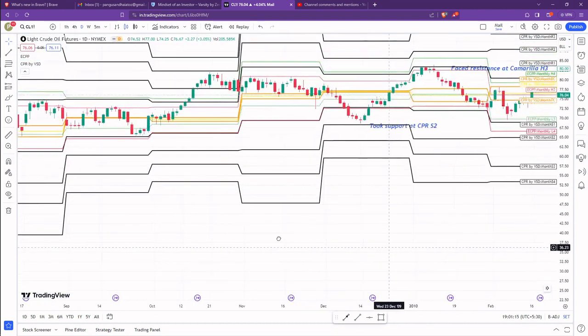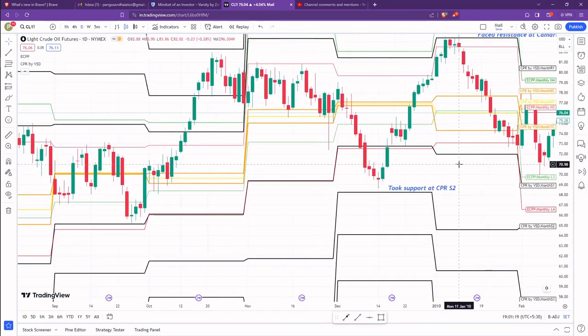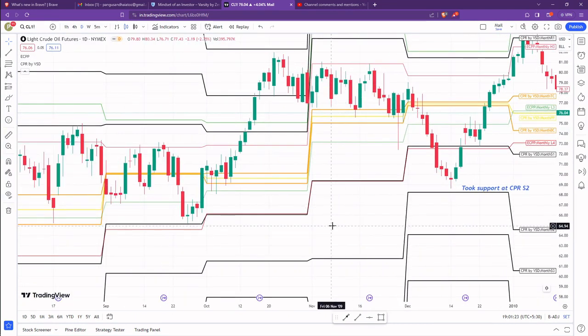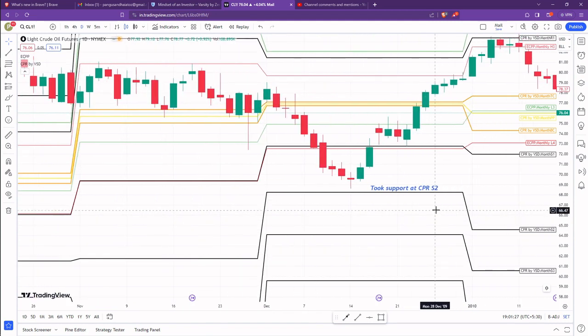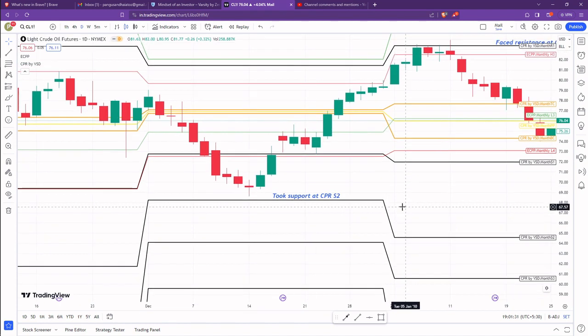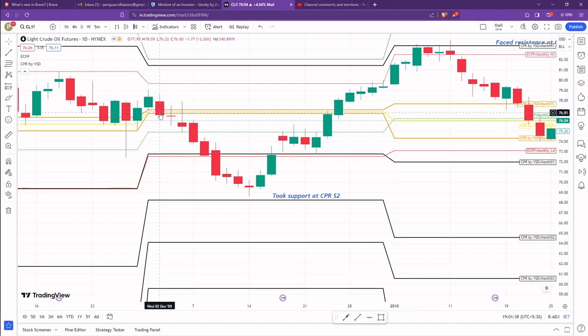Okay, and his concentration is on December to January. Okay, where is December? December is over here. So what he is trying to say is similar to the chart which you have seen last time, same way the price faced resistance. Crude oil faced resistance at the CPR zone.